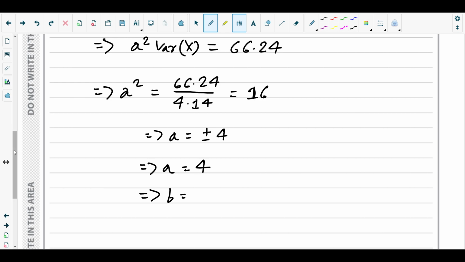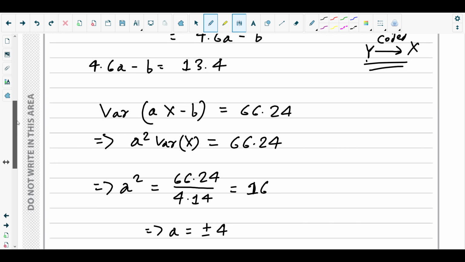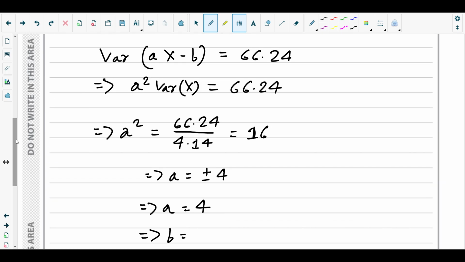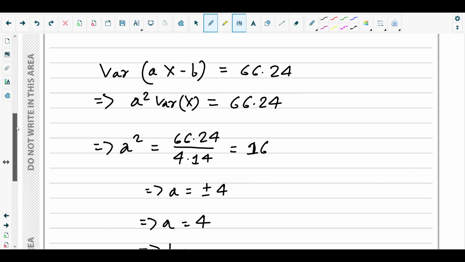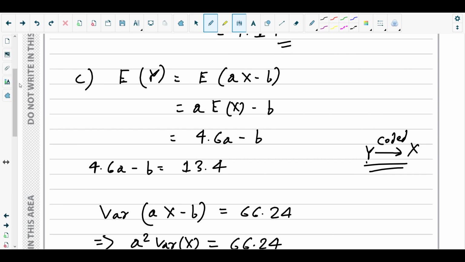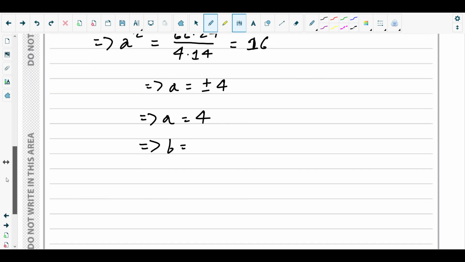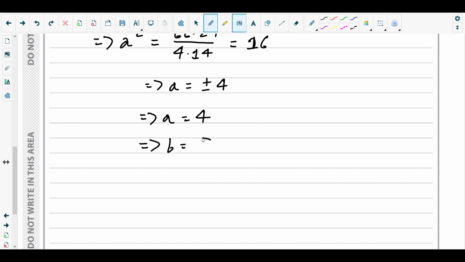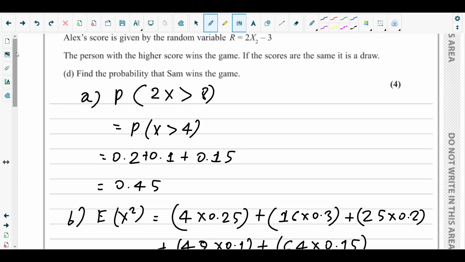Now what would be the value for b? If you take b to the right side, just substitute the value of a into the equation. b would be 4.6 times 4 minus 13.4, that would give you 5. The value of b is 5. That's it. Done.